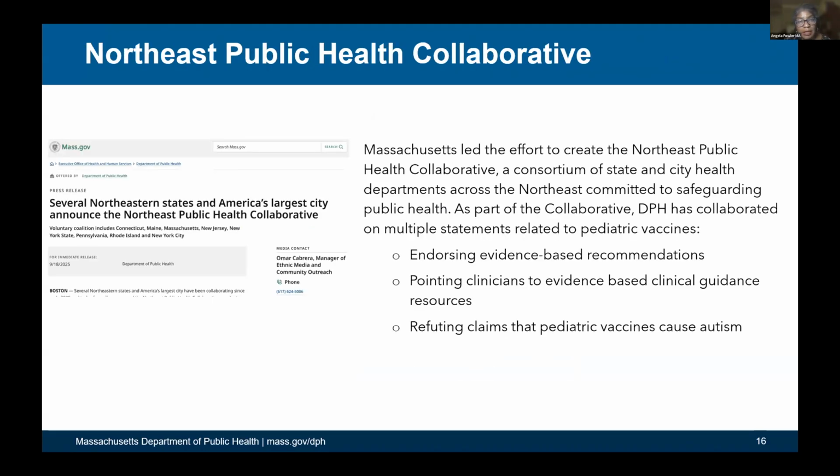The other thing we've done at the Department of Public Health is collaborate with other states. Massachusetts was one of the founding states of the Northeast Public Health Collaborative. The idea was for states to get together and align with each other on addressing some of these recommendations and endorsing evidence-based recommendations, because we thought it would be better to come out as a group, rather than Massachusetts recommending one thing, New Jersey another, and New York another. That has been a really great thing to do, to connect with other states and work with them. So we're pointing clinicians to evidence-based guidelines, and we're also refuting unfounded claims about pediatric vaccines and autism.